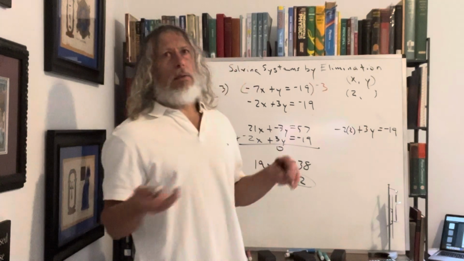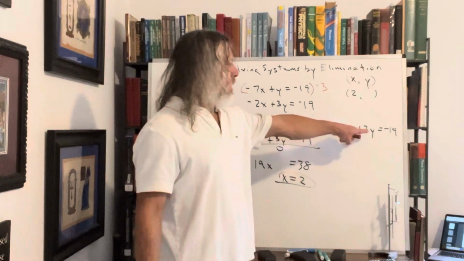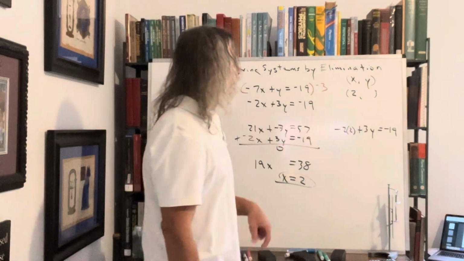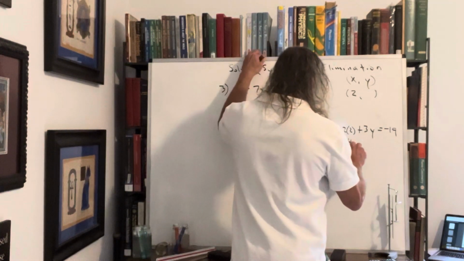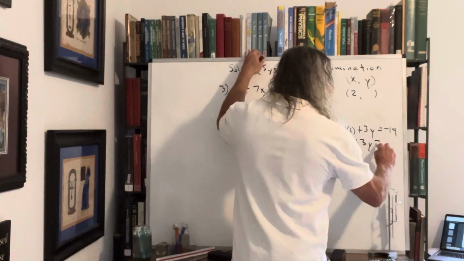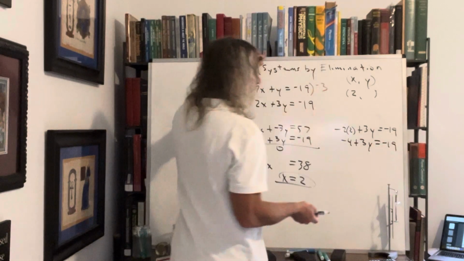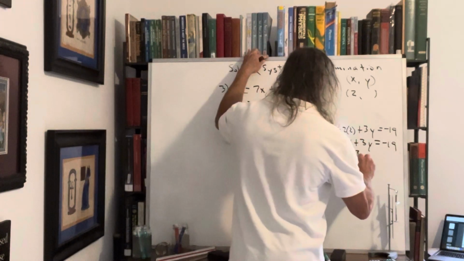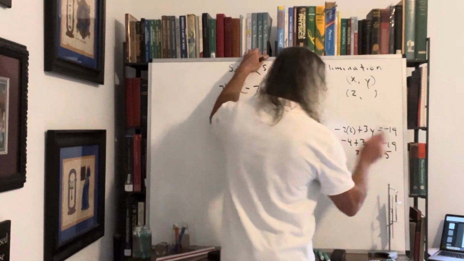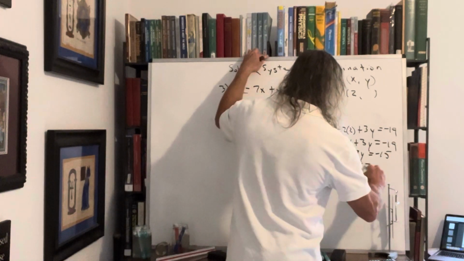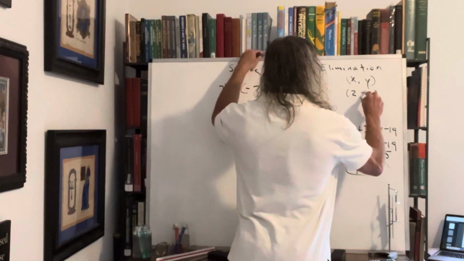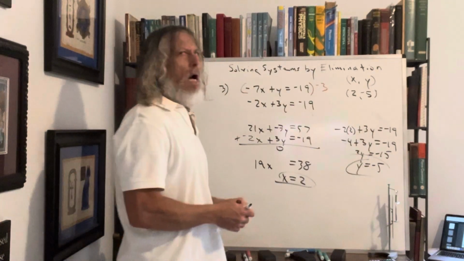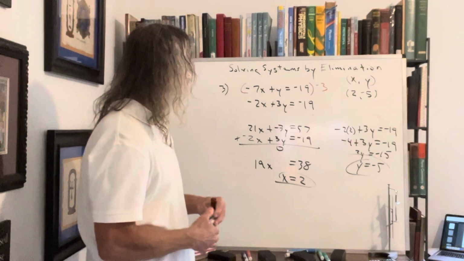So now what we have left is the y. We have an equation with only one letter in it. That is our goal. So negative 4 plus 3y is negative 19. Add 4. Divide by 3. Negative 5. That is our answer. Is that awesome or what?